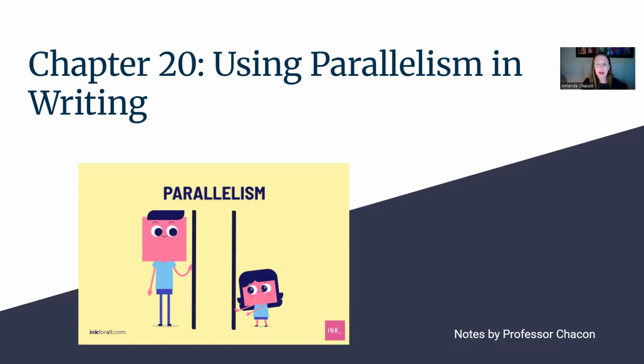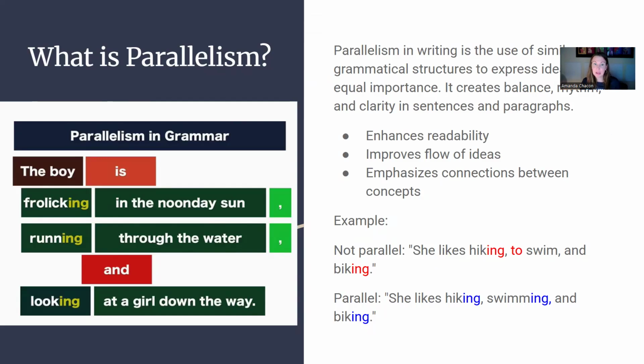So we've been talking about different types of sentences and how to combine them and make it spicy. Well, we also have to make sure that it makes sense and that it's parallel. Okay. So what is it? It is the use of similar grammatical structures. It creates balance, rhythm, and clarity.